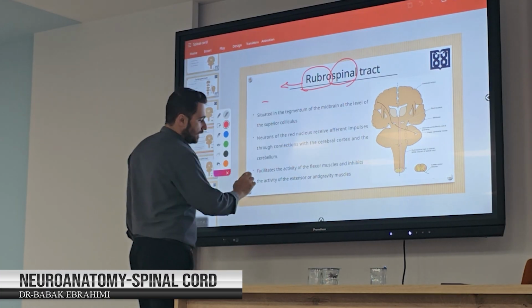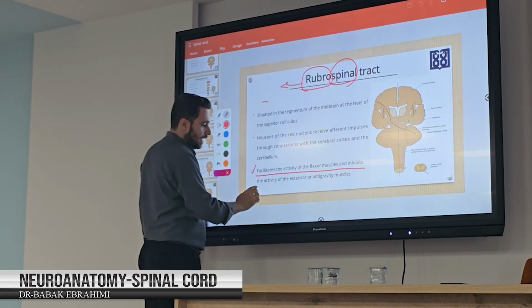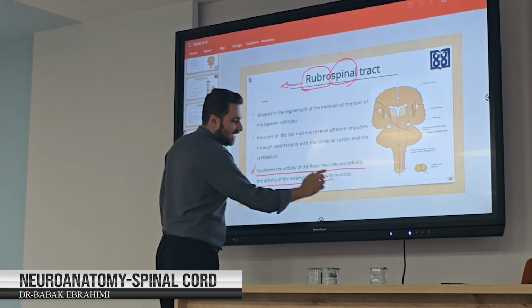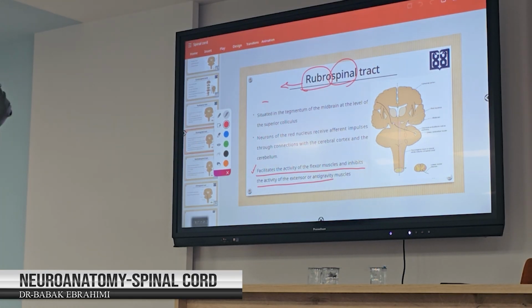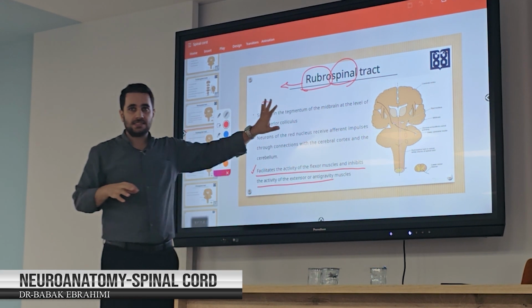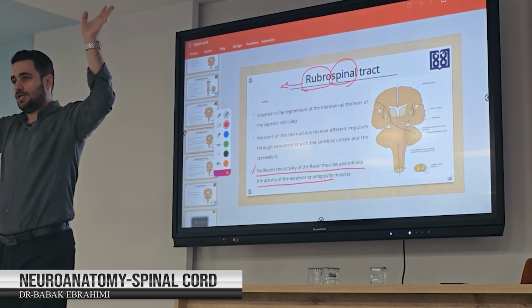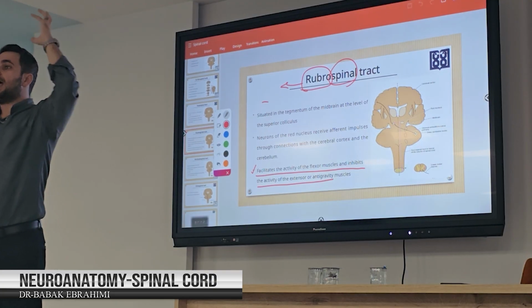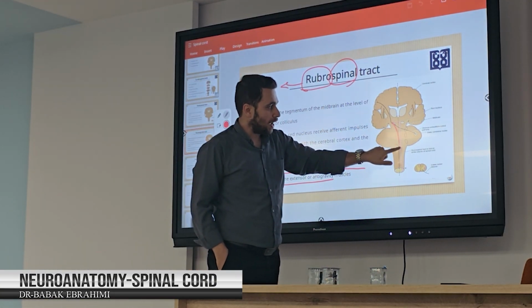Which sends? Look here. It facilitates the activity of flexor muscle and inhibits the activity of extensor muscle. It shows that this tract, which starts at the red nucleus, okay, you don't know about the red nucleus yet. You will study it, and Dr. Hassanzadeh will come and tell you about the red nucleus. But in this slide, you must know that it starts from somewhere, the red nucleus. Okay, it doesn't matter. It starts from the red nucleus and comes to the spinal cord.